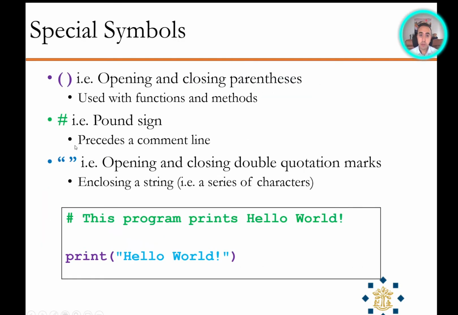And we also learned about the special symbols. We learned that opening and closing parentheses are used with functions and methods, the pound sign is used for a comment, and double quotations, opening and closing, are used to enclose a string, a series of characters that you would like to print out. In this particular example, the string is hello world.